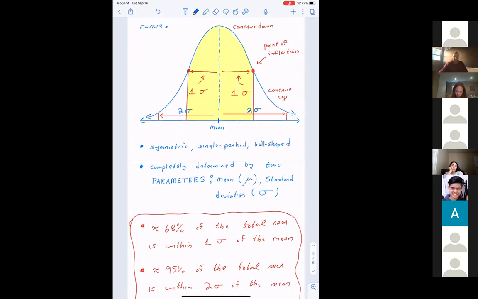Anyone know of any very famous situations out there in the world that are described by a normal distribution? Anyone know one of any? IQ, yes, that's a very famous one. What is the mean for IQ? What is the average IQ score? Do you know the mean?